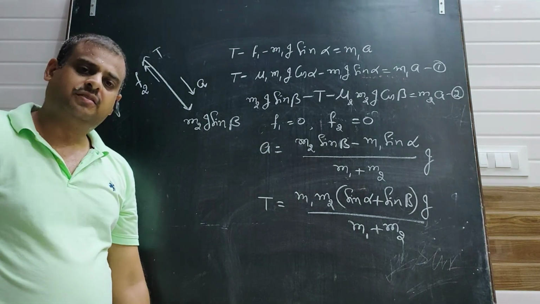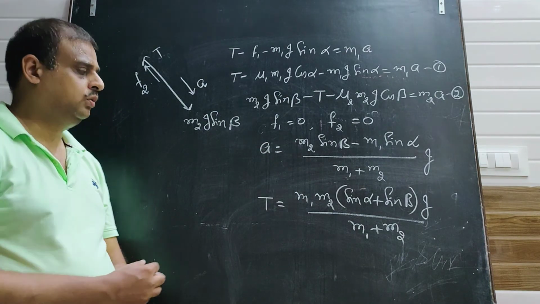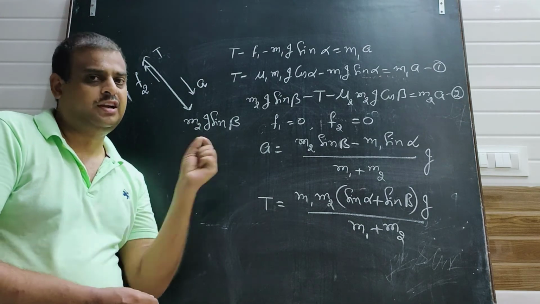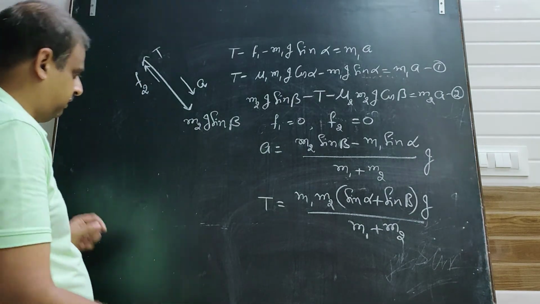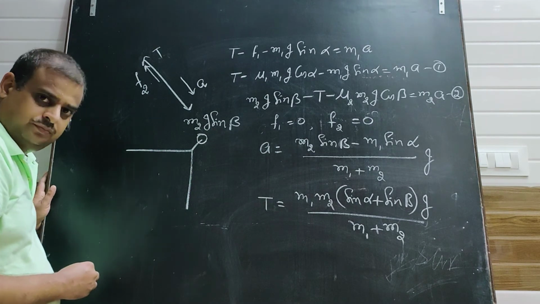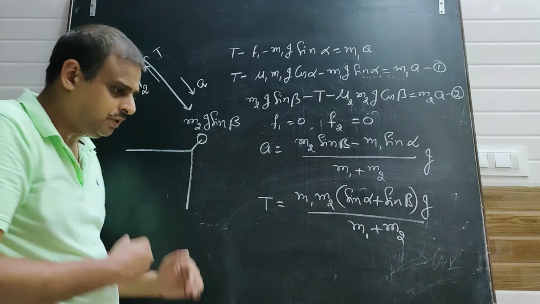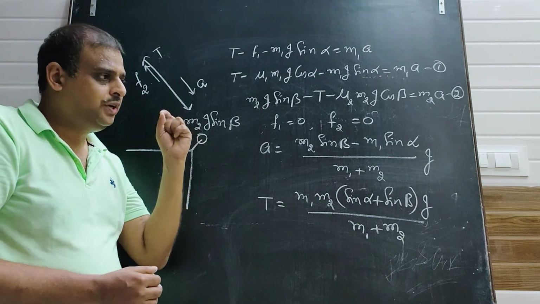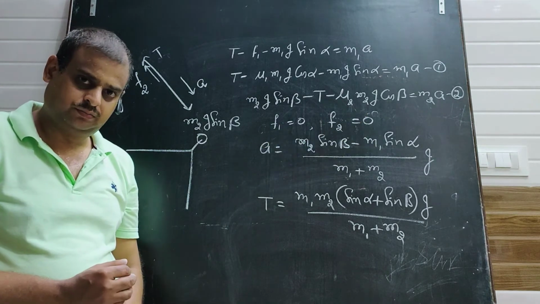So this is the final relation. Now we can put the values of alpha and beta. For example, I have this problem. Whenever you are solving the numerical, definitely you will get the value of mass. You will get the value of angles.